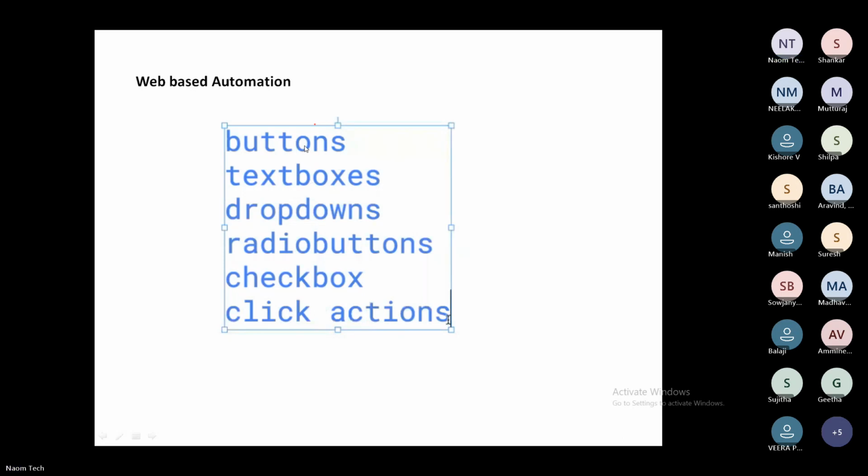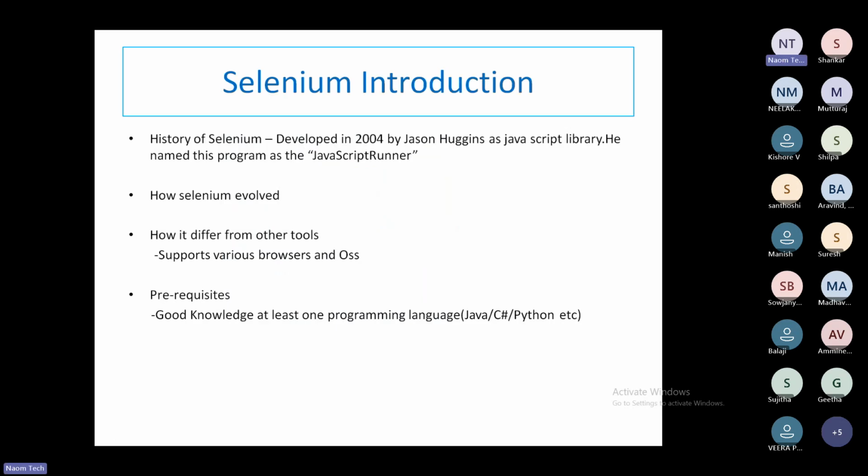Okay, next one. Now we are getting introduced to Selenium. If you see here the history of Selenium, it was developed by Jason Huggins as a JavaScript library, and he named it JavaScript Runner. And then, we are going to talk about how Selenium has evolved, what the Selenium suite is, all that, and how it is different from other tools.